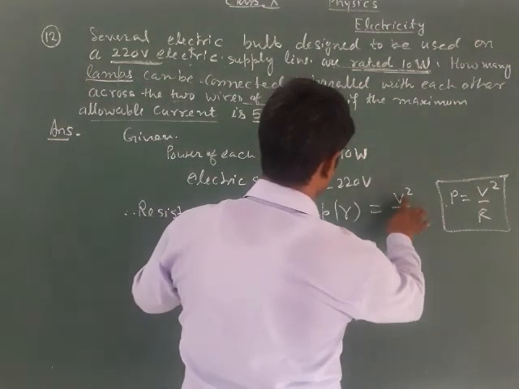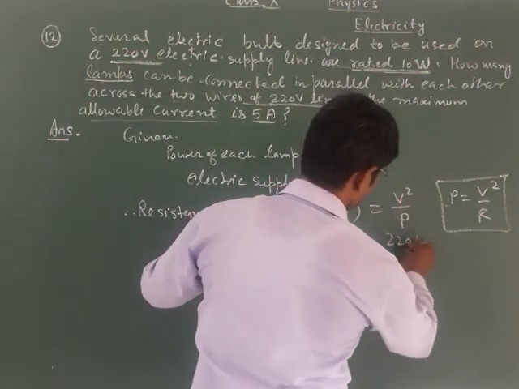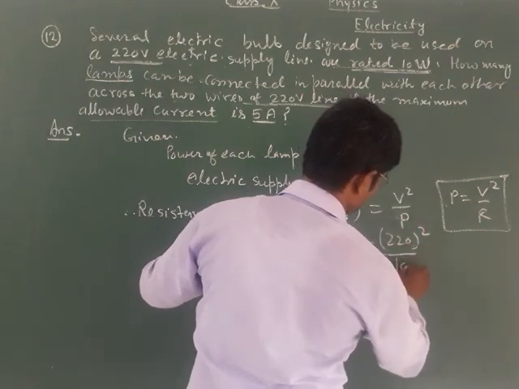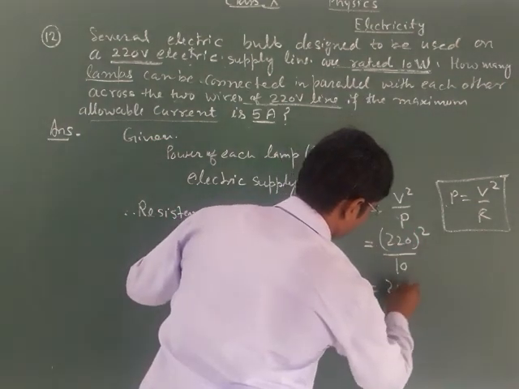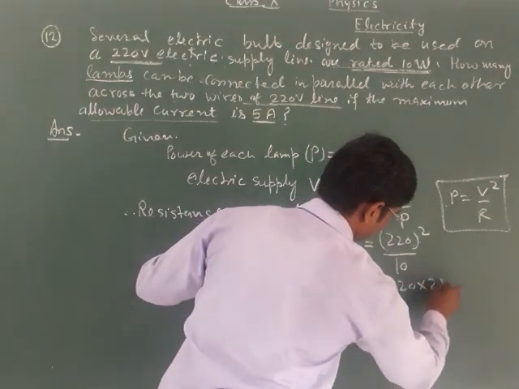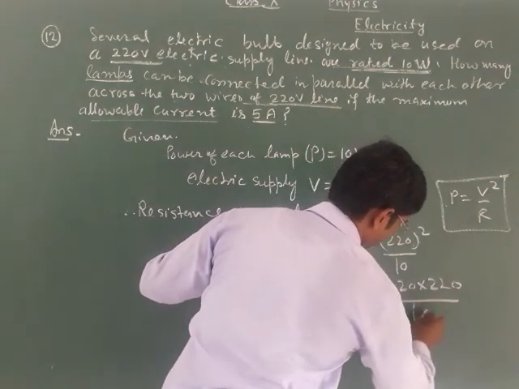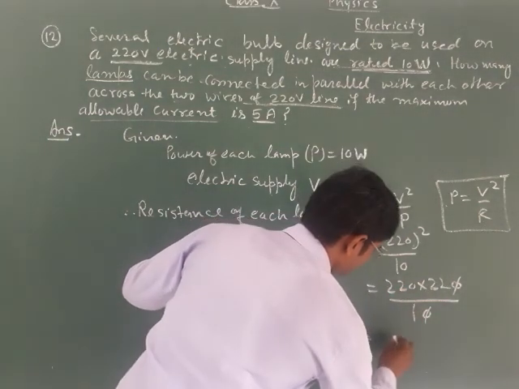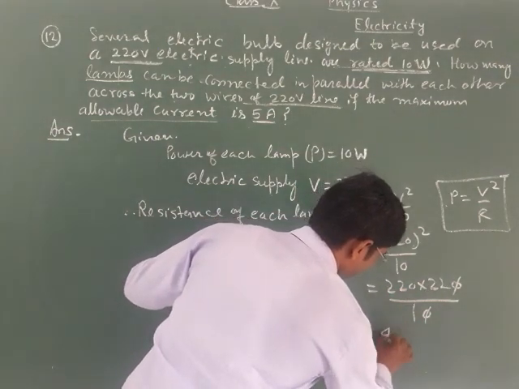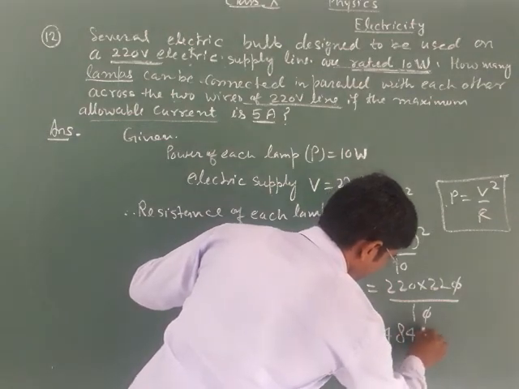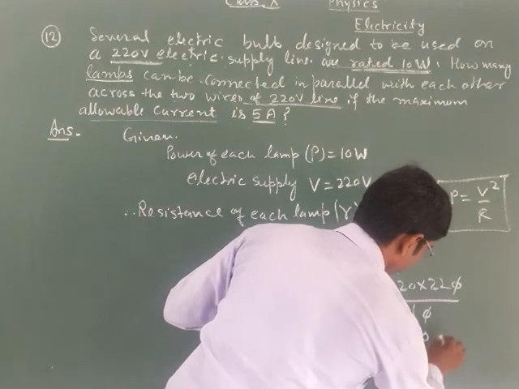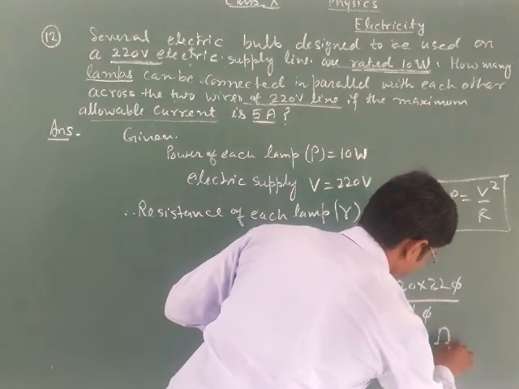So V square is 220 into 220 upon P, which is 10 watt. So 220 into 220 divided by 10, the 0 cancels out, multiply this and we get 4840. So r is equal to 4840 ohms.